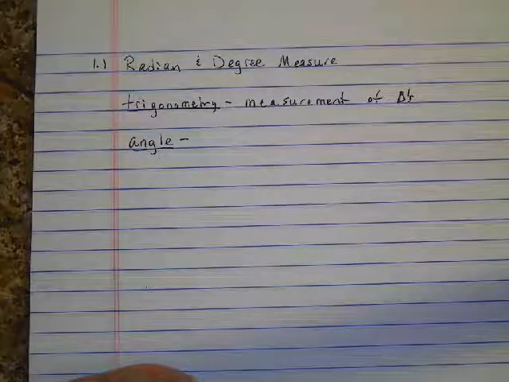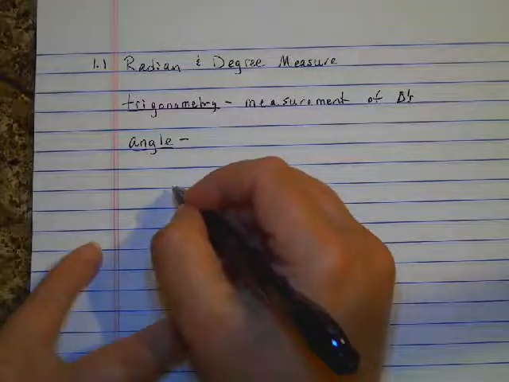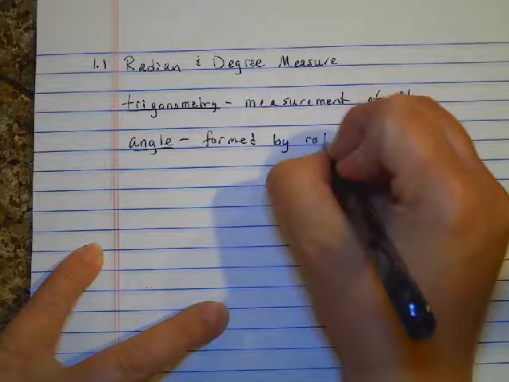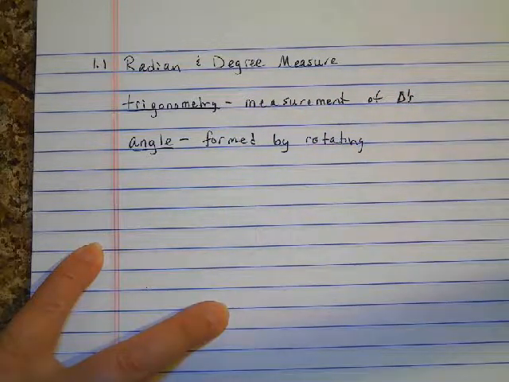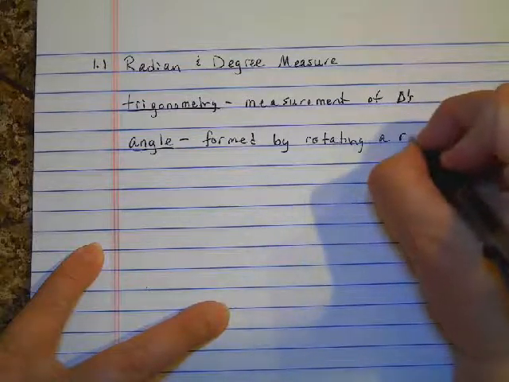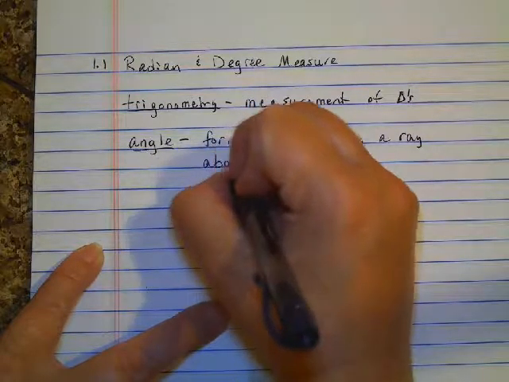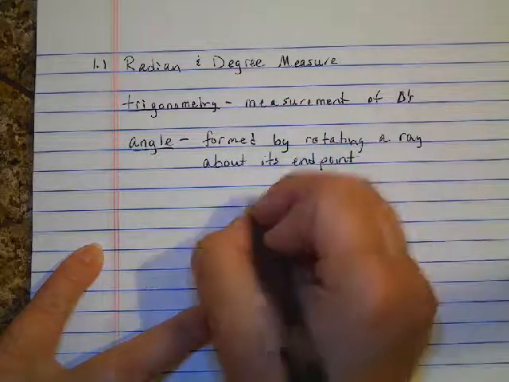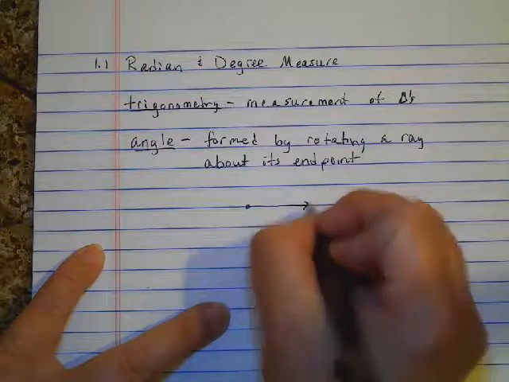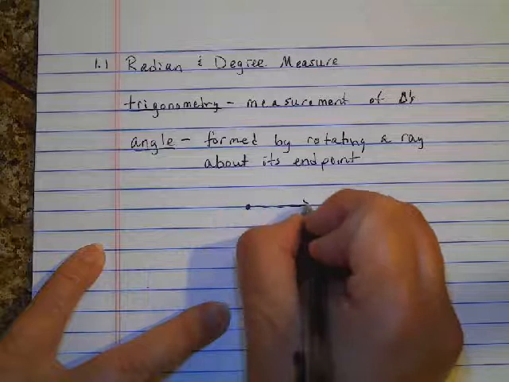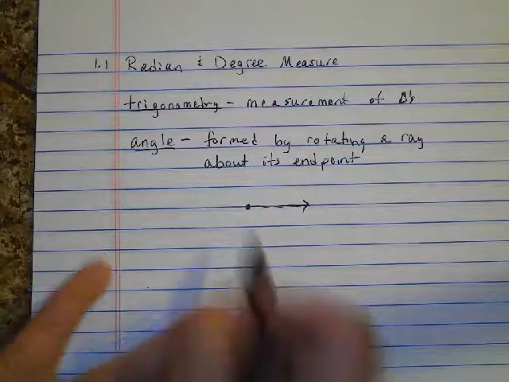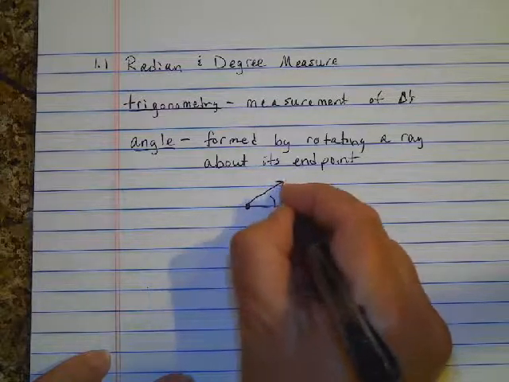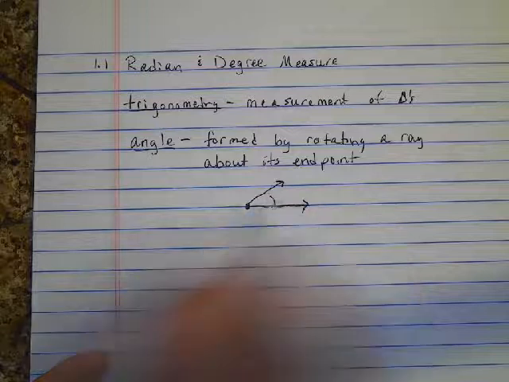One definition that you learned in geometry is the word angle. And an angle is formed by rotating a ray about its endpoint. So if you have a ray that looks like this, if you remember, a ray has an endpoint and it goes in one direction and never stops. If you take this ray and you rotate it around this endpoint, what you end up with is an angle. So this would be the angle.